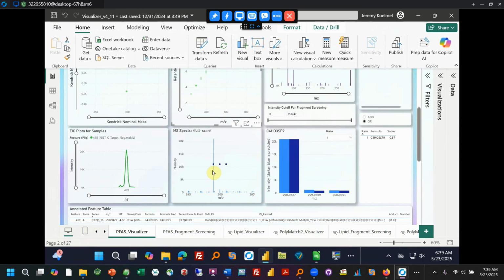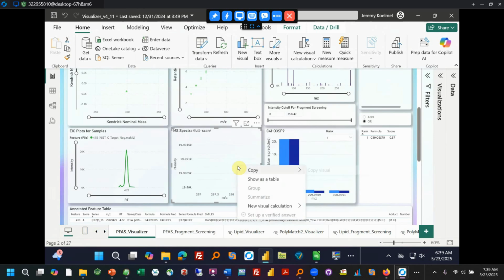So in this case, we have clean MS1 data. Often I'll zoom in just on that peak for the MS1 here.